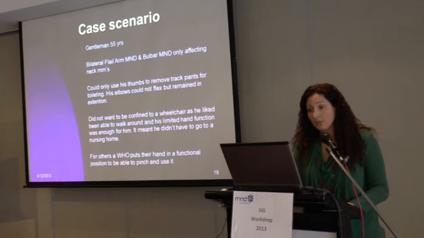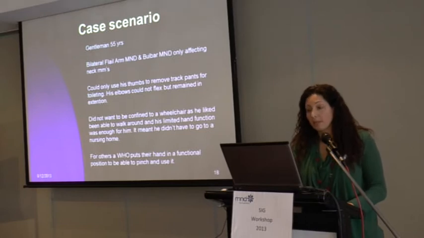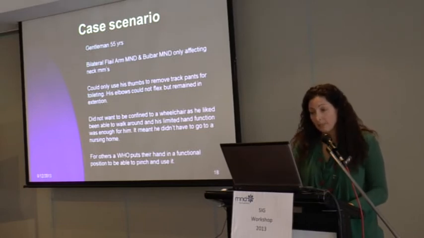So I had a gentleman who was 55 years old. He presented with bilateral flail arm motor neuron disease. He also had bulbar motor neuron disease, but that was only affecting his neck muscles. He could only use his thumbs to remove his track pants for toileting. His elbows could not flex but remained in a straight position. He did not want to be confined to a wheelchair as he liked being able to walk around, and his limited hand function was enough for him. It meant he didn't have to go to a nursing home.